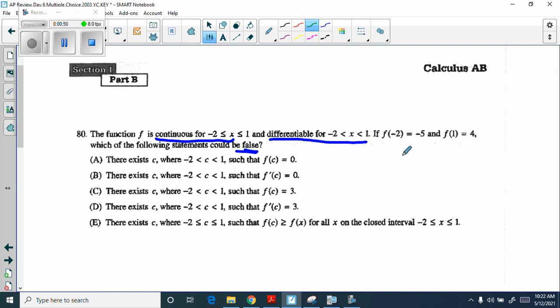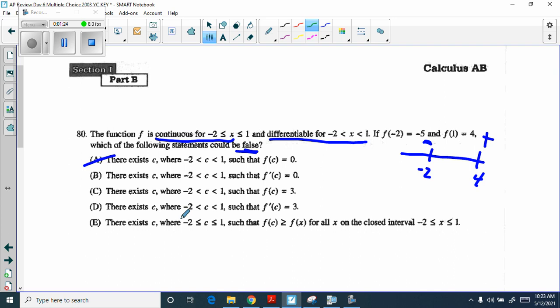So if I drew a little bit of pieces here, right, I've got -2 being a negative number, and then I've got 4 out here being a positive. So if I'm switching from positive to negative, I have got to have equaled 0 somewhere in between there, right? That's the intermediate value theorem coming into play. So A is definitely true, because somewhere on that graph, we definitely cross the x-axis.